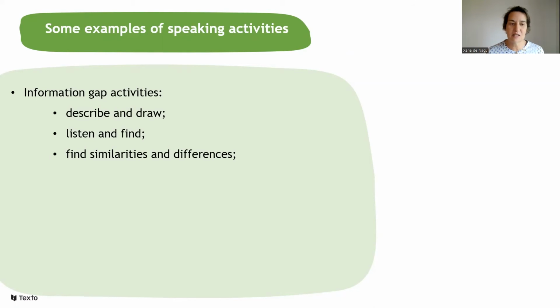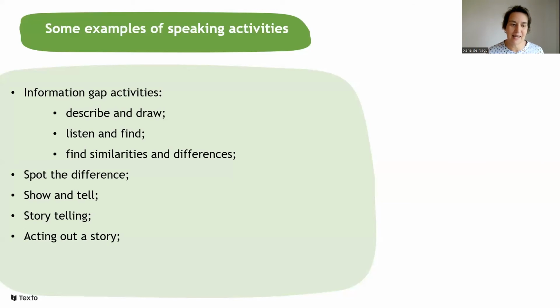So here you've got information gap activities, things like describe and draw, listen and find, finding similarities and differences, which work very well. Spot the difference activities are lots of fun to do. Show and tell. This is one example where if the children are actually speaking in front of a group or the whole class, it allows you to assess them a little bit more formally. Storytelling is a lovely way of getting them to speak.